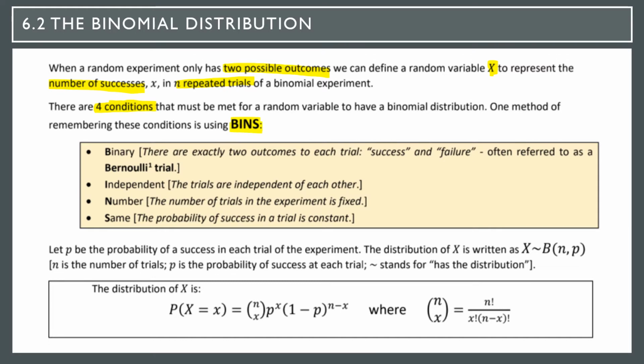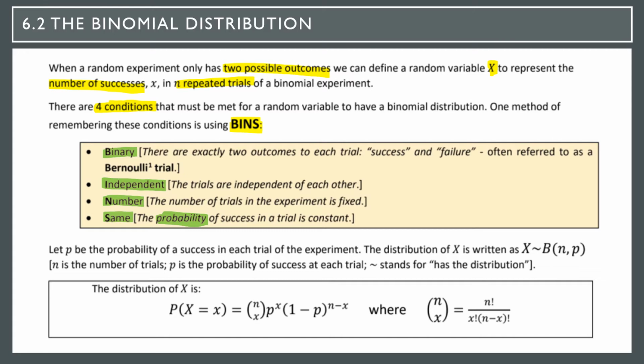So looking at these 4 conditions in slightly more detail, B stands for binary, and that's just referring to the fact that there are exactly 2 outcomes to each trial, one being success and the other being failure, and this is often referred to as a Bernoulli trial. I stands for independent, and this references the fact that the trials need to be independent of each other. None of them should have any influence over another. N stands for number, so the number of trials in the experiment has to be fixed, and the last condition is the S for same. So when we're referring to same, we're looking at the probability of success in each trial being constant.